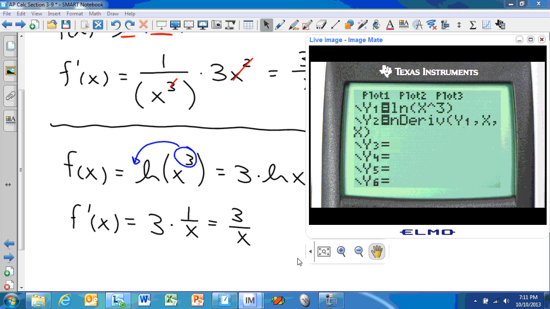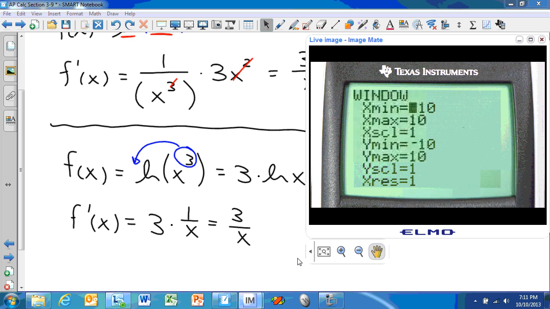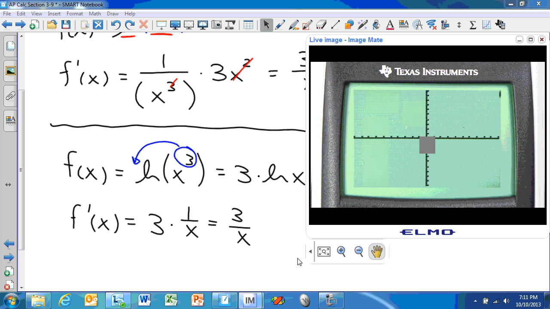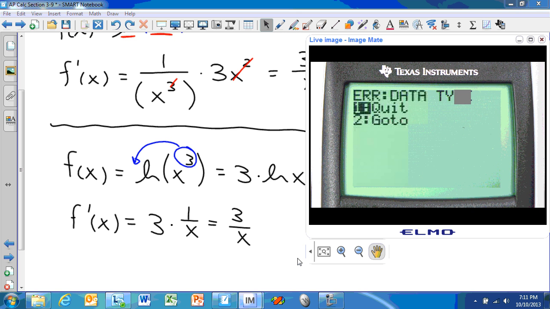And in y3, let's put in what we believe to be the derivative, 3 over x. And I'm going to change this so it sketches with that little circle there, so I can trace it and see if in fact it's sketching right on top of that numerical derivative. I'm just going to sketch this in the standard window. I guess technically we could have shut off the natural log function. I don't really need to see it sketch. And we get an error.